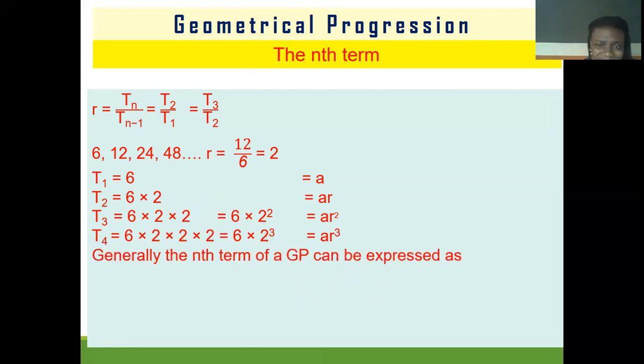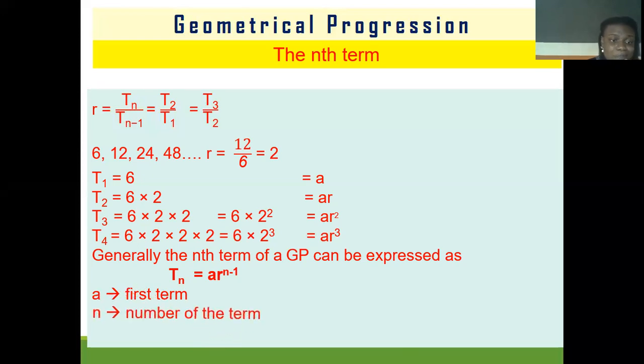So our nth term of any geometrical progression can then be expressed as T of n equals AR raised to power n minus 1. This is a general formula where A is the first term, n is the number of the term, and R is the common ratio.